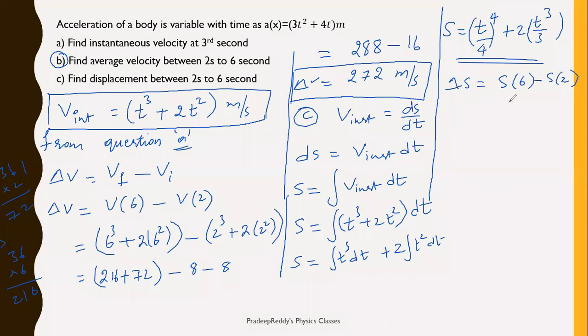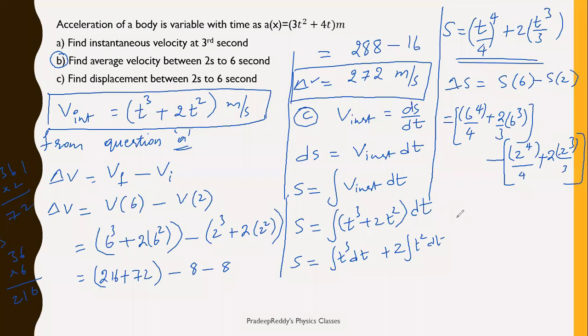S of 6 can be written as 6 power 4 by 4 plus 2 by 3 into 6 cube. This is S of 6, minus S of 2. Where t is there, substitute 2: 2 power 4 by 4 plus 2 into 2 cube divided by 3. So if you evaluate this, you will get the net displacement between 2 second and 6 second. That is left to you.